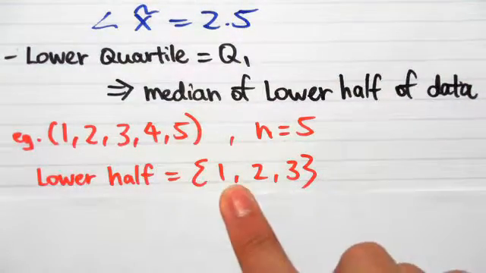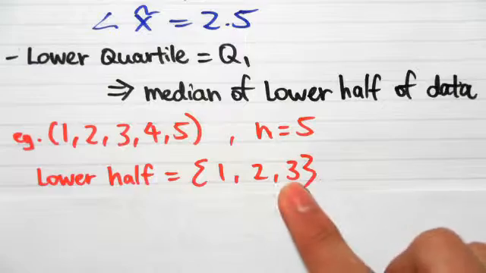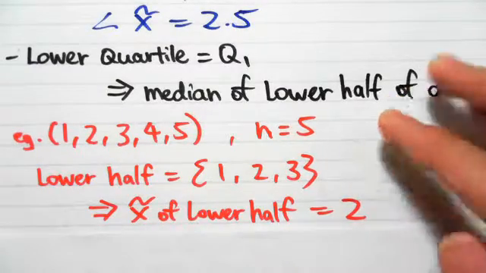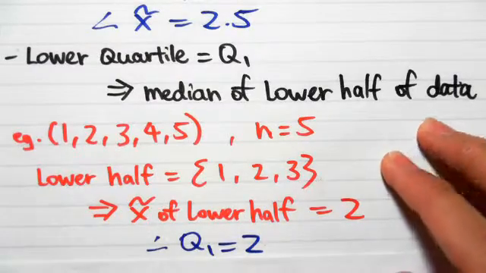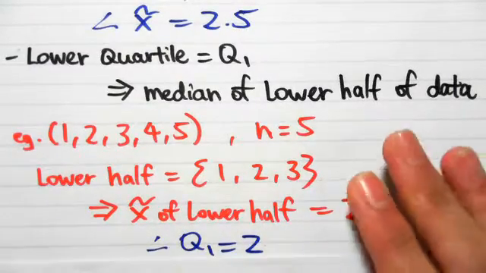Once we have identified our lower half set, 1, 2, 3, we find the median of this, which is easy, and that is just 2. So the median of the lower half is just 2. We can therefore conclude that the lower quartile is just 2.